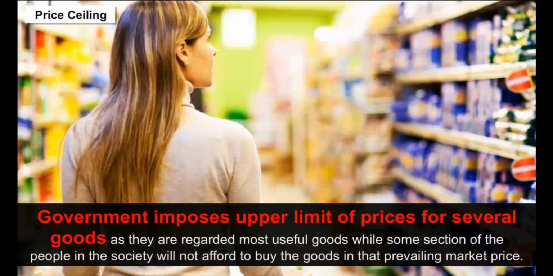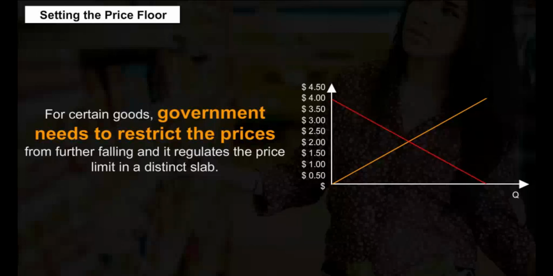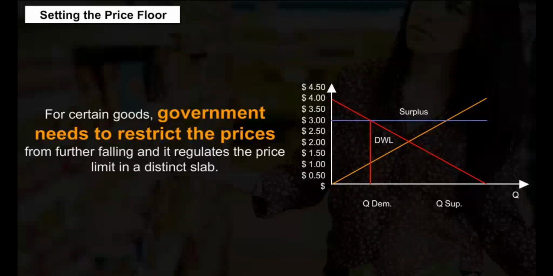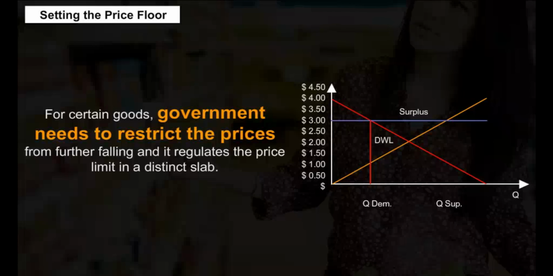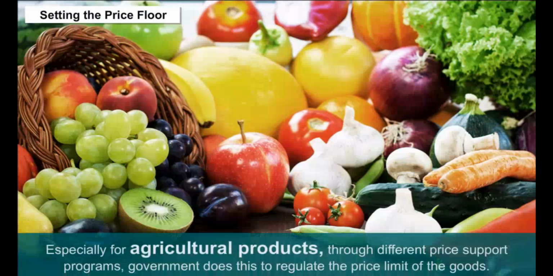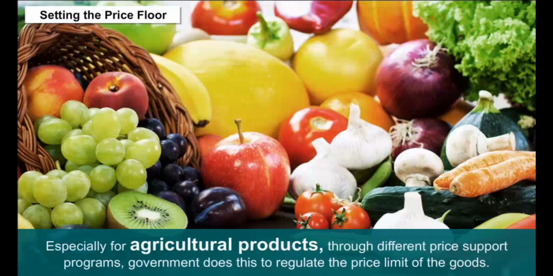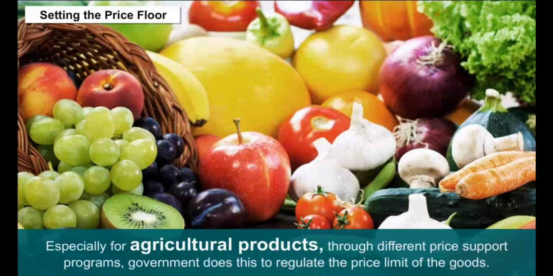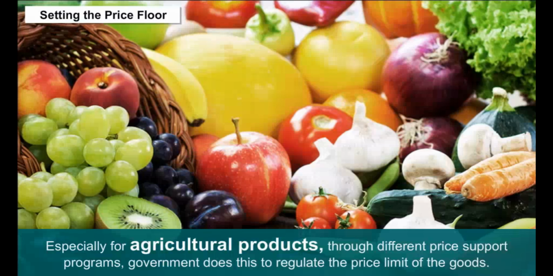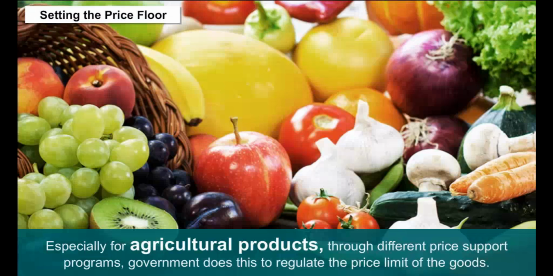Setting the price floor. For certain goods, the government needs to restrict the prices from falling further, and it regulates the price limit at a certain level, especially for agricultural products. Through different price support programs, the government does this to regulate the price limit of the goods.